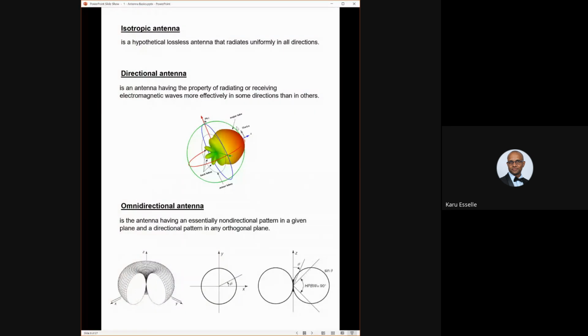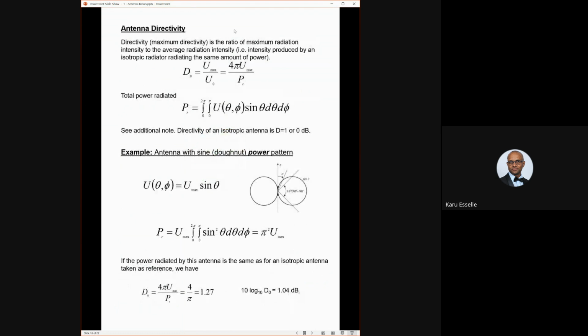So for this antenna, suppose you input some power into it, 10 watts, and it radiates beams in this direction. So you measure power density in that direction. That is the maximum power density. So that is U max. That is U max. But what is the average power density?